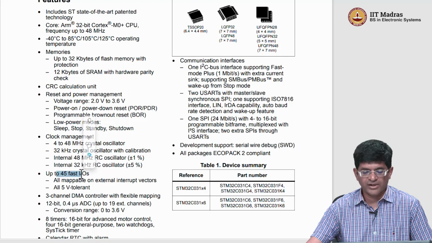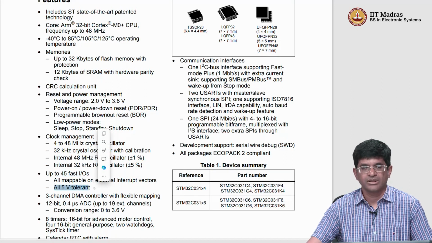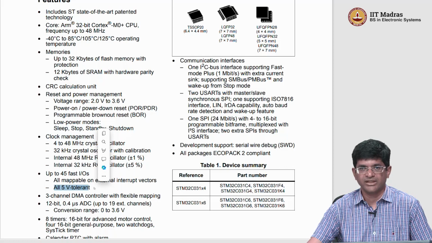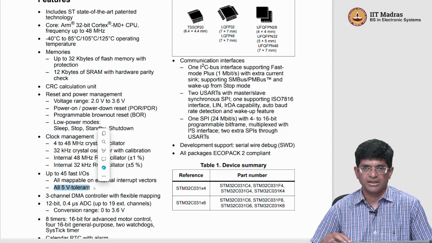Up to 45 fast IOs. What that means is, depending on the type of package that you have over here, you could have a different number of GPIOs, right. And interestingly, this basically says they are all 5 volt tolerant. So you remember we had the discussion about what happens if I connect a 5 volt sensor when my CPU is running at 1.8 volts or so.